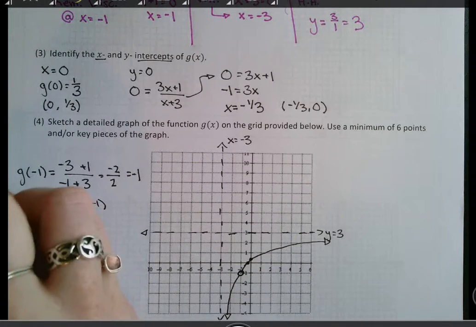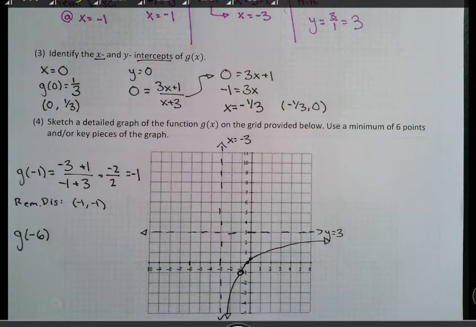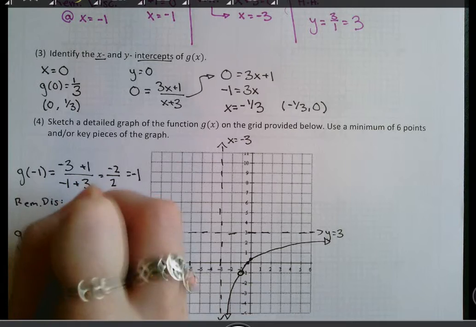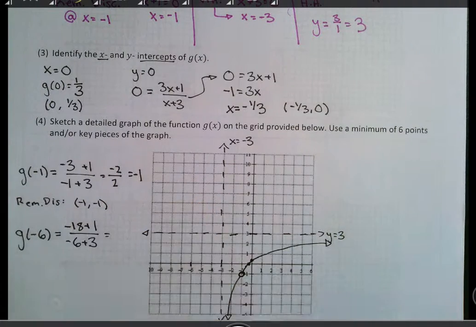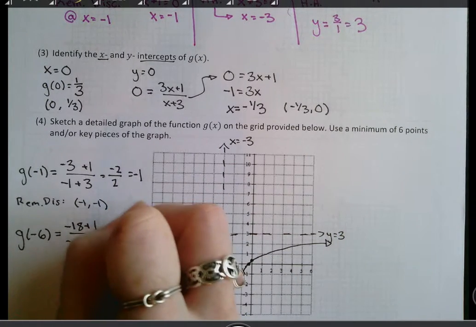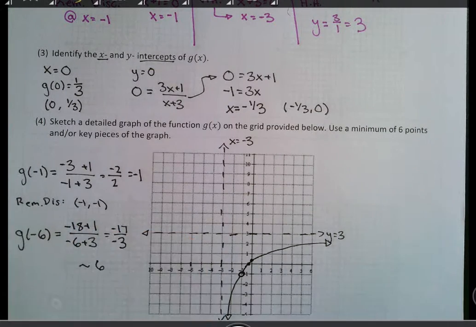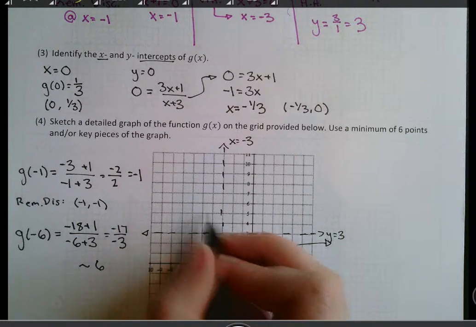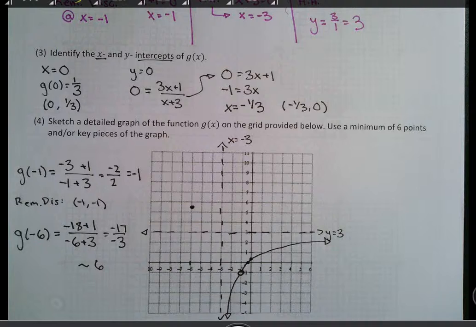So what I'm going to do is just plug in -6. Because -6 is here, it's going to tell me what's happening on this quadrant. Is it going to be going down here? Is it up here? What's happening? So if I plug in g of -6, I end up with (-18 plus 1) divided by (-6 plus 3), which is -17 over -3, which is approximately like 6. It's a little less than 6. It's going to be about 5 2/3. So I'm going to go over to -6 up to 5 2/3. That's my point. It's up here.